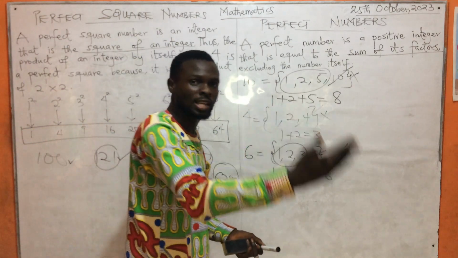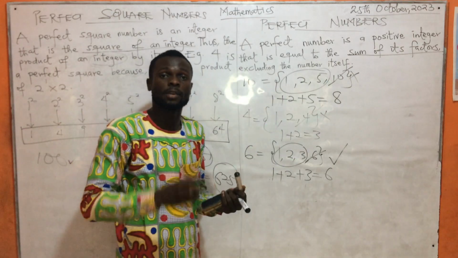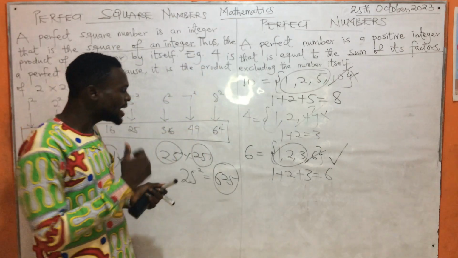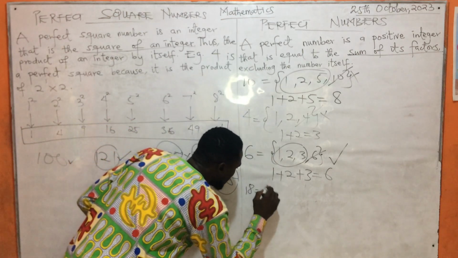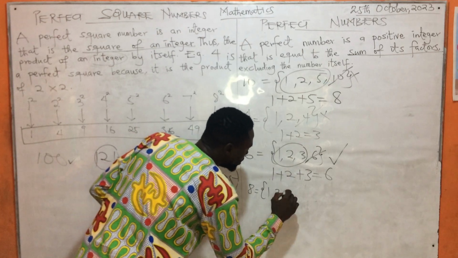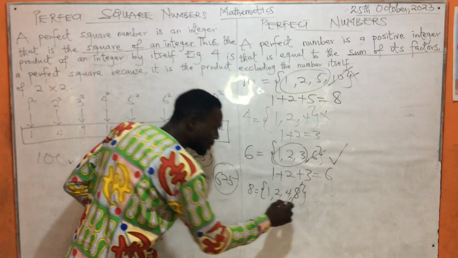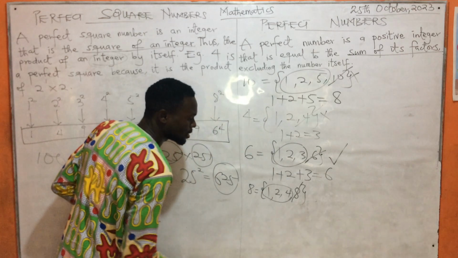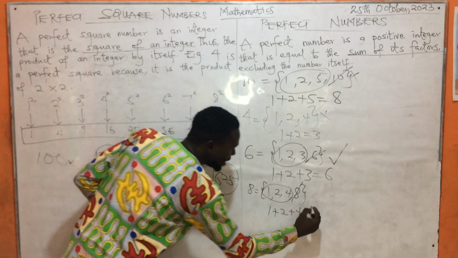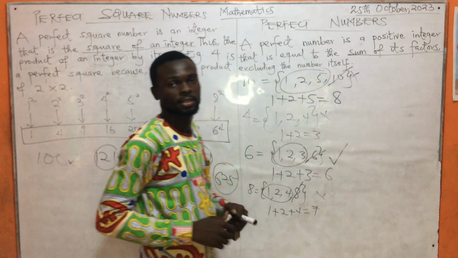From 6, we go to 7. 7 happens to be an odd number, which happens to be a prime number, having only 2 factors. So 7 is out. Now let's go to 8. Find the factors of 8. So you have 1, 2, 4, 8. Exclude the number. Add the remaining factors. You have 1 plus 2 plus 4, which is equal to 7. So 8 is not a perfect number.